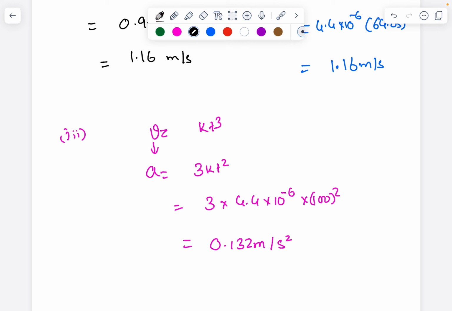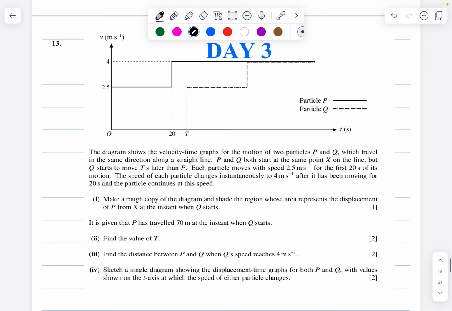So whenever you have velocity, you need to find the derivative to find the acceleration. That's going to be the answer. Now coming to question number 13.